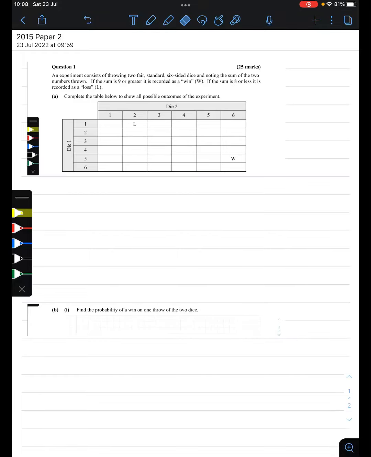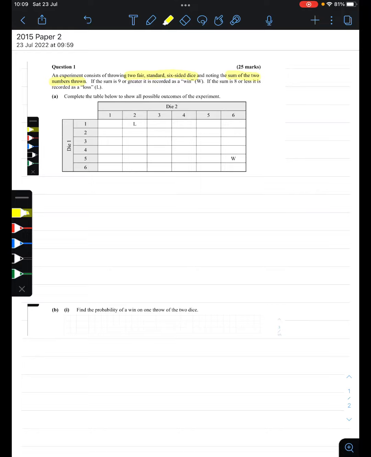Hi guys, today we're going to take a look at question 1 from paper 2 of the 2015 exam. Okay, so we start off with an experiment consisting of throwing two fair standard six-sided dice, and of course, as always, we note what's relevant: the sum of the two numbers thrown.